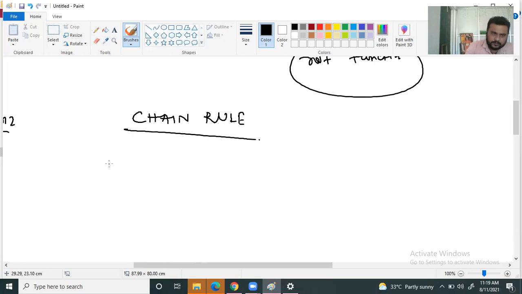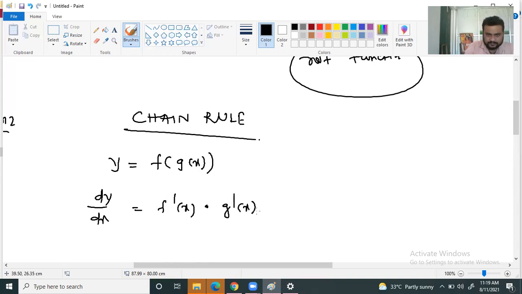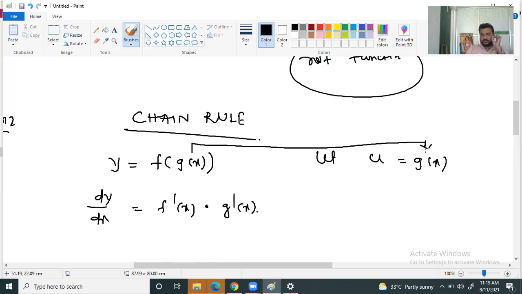Chain rule. Suppose y is equal to f of g of x. Then dy by dx will be f dash of x into g dash of x. Or conveniently, let u is equal to g of x. Keep in mind, g of x is the root function here, to understand only the chain rule, not exactly the root function. I'm telling you to understand the chain rule, okay?